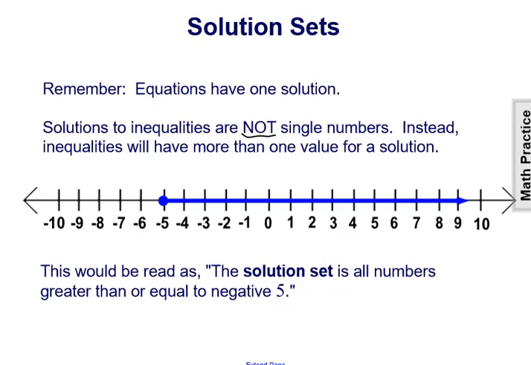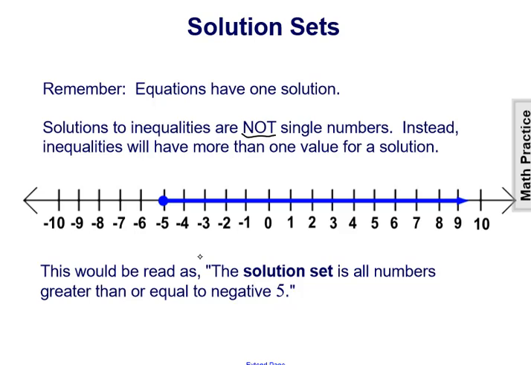For example, this inequality here on this number line would be read as the solution set is all numbers greater than or equal to -5. Because think, there's not just one answer to what numbers are greater than or equal to -5. There's an infinite amount of numbers. You could have 0, you could have -2, you could have 7, just to name a few. It's not just one solution.